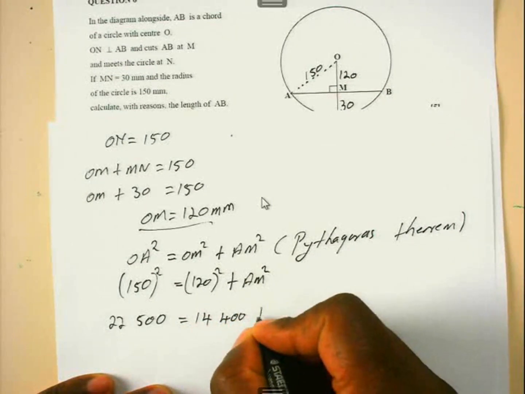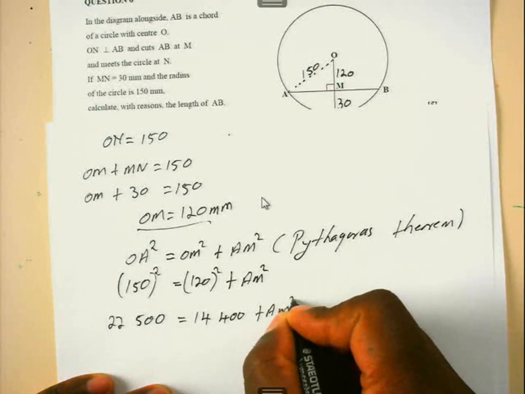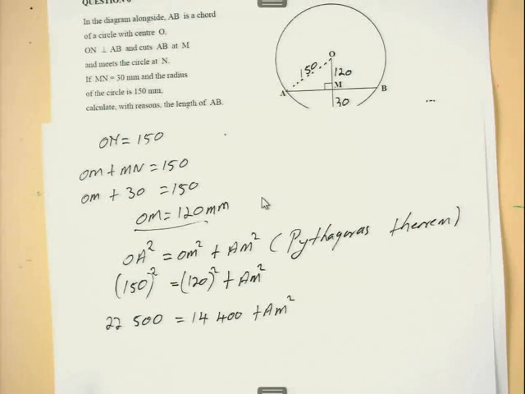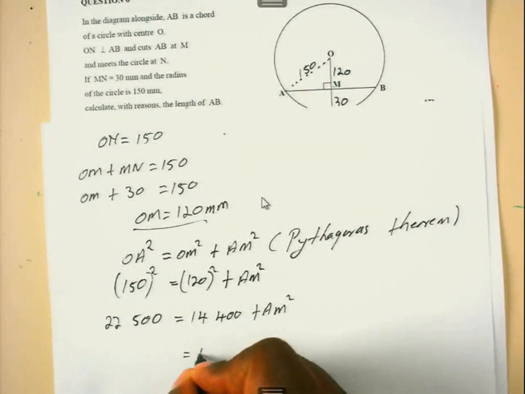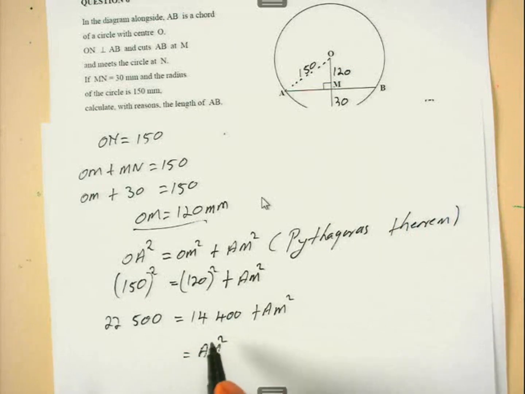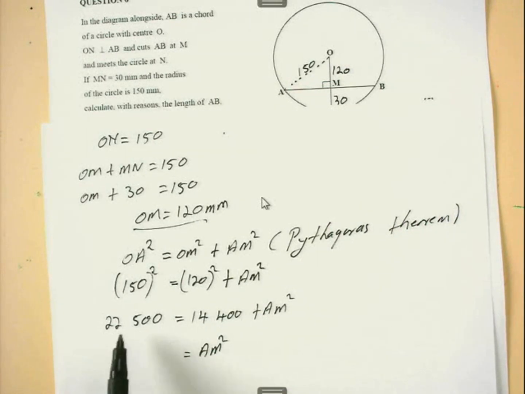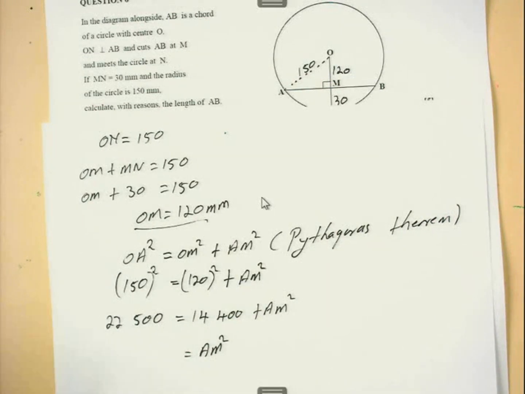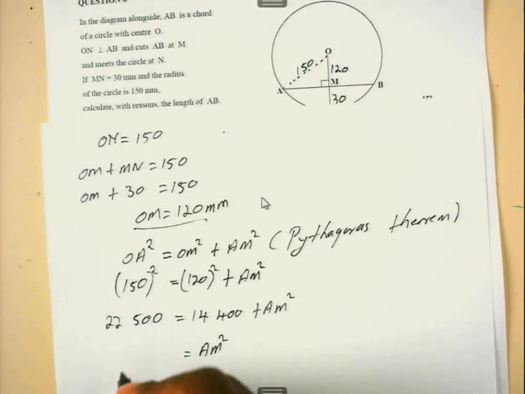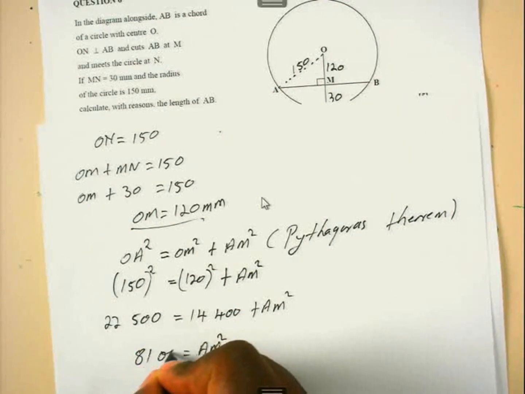This one gives us 14,400 plus AM squared. Now it becomes easy for us to determine the length of AM squared. We group the like terms. You transpose 14,400 to the left. Then you've got 22,500 minus 14,400. Let's subtract 22,500 minus 14,400. Let's check the difference, 8,100. The difference here is 8,100.